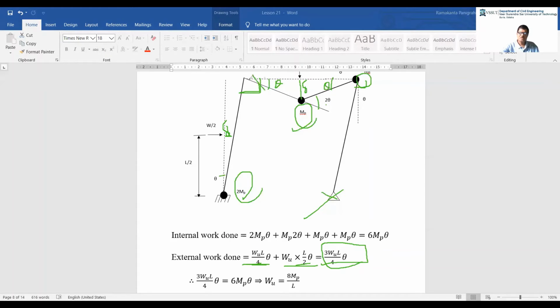The internal work done is 2 Mp into theta, and here there will be no plastic rotation. Here it is Mp into 2 theta, that is 2 Mp theta, Mp into 2 theta. Here it will be Mp theta, here Mp theta. Both beam and column hinge rotations are added because these angles are on the same side. So you can take this value. Now it becomes 8 Mp by L. By combining, you find 8 Mp by L.